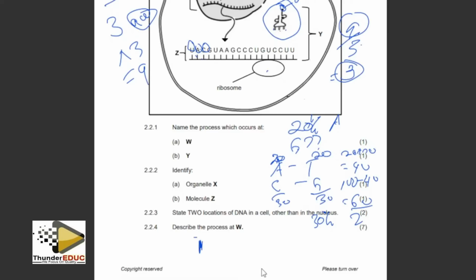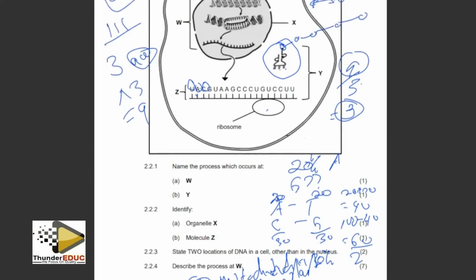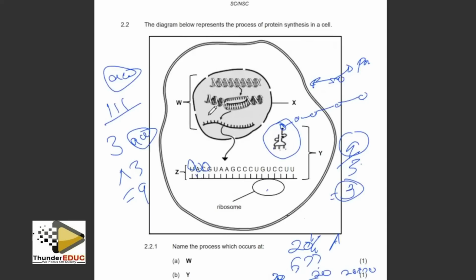number 1, mitochondria, and chloroplast. Yes, mitochondria and chloroplast. Describe process W. We don't have any other process occurring in the nucleus except transcription. So you have to describe transcription.